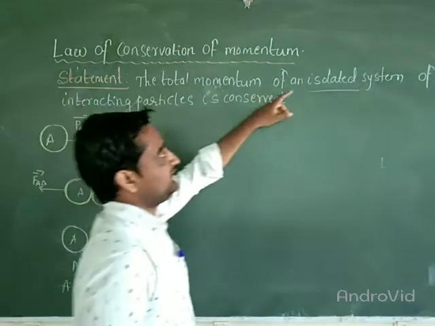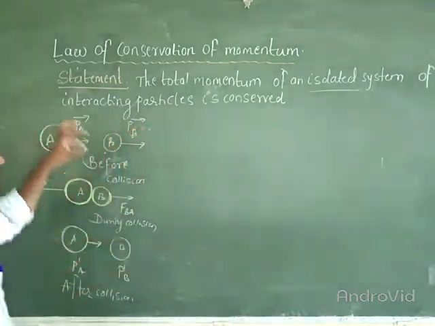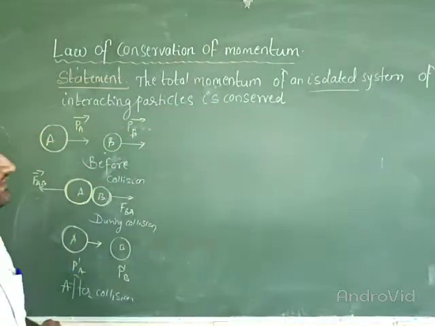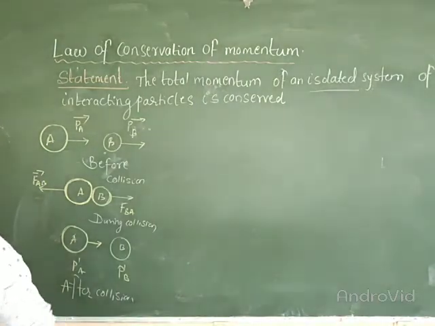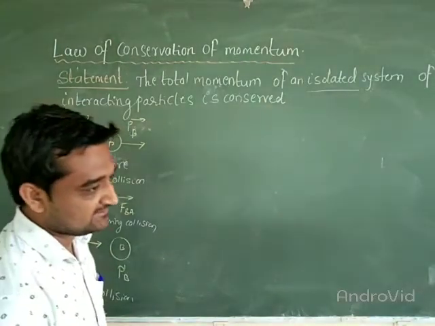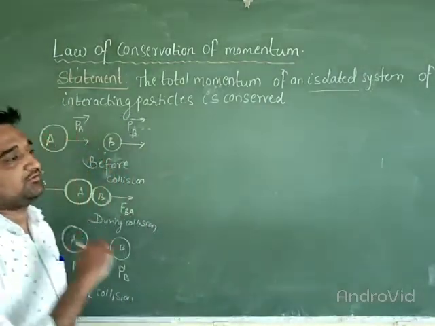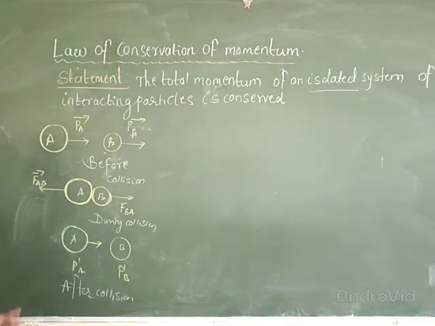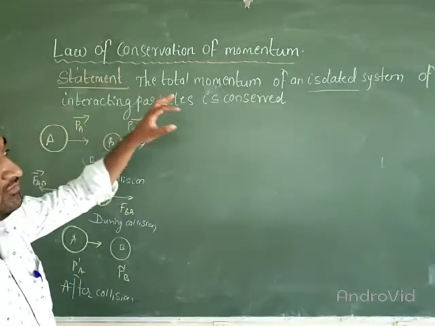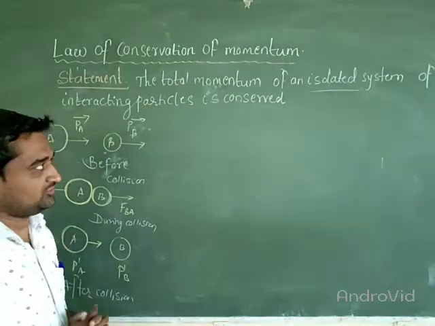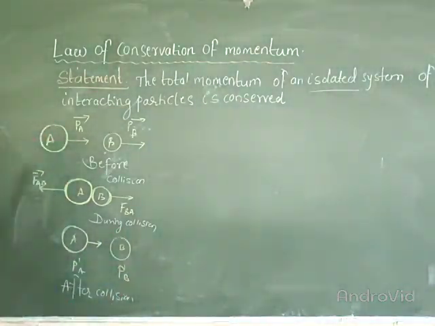The total momentum of an isolated system of interacting particles is conserved or constant. This is called the law of conservation of momentum. Likewise, we have the law of conservation of energy and the law of conservation of mass. In this way, we are giving one more conservation law, the law of conservation of momentum. The statement is that the total momentum of an isolated system of interacting particles is always conserved or constant. Let us take one example here.